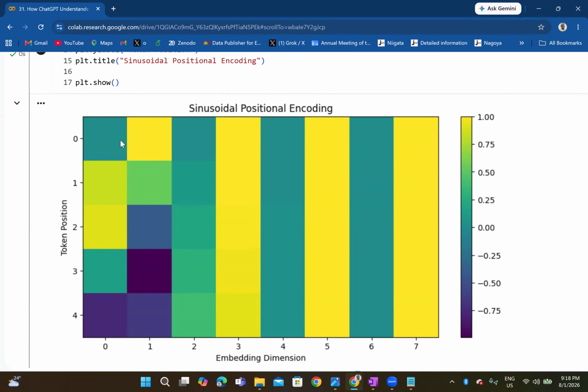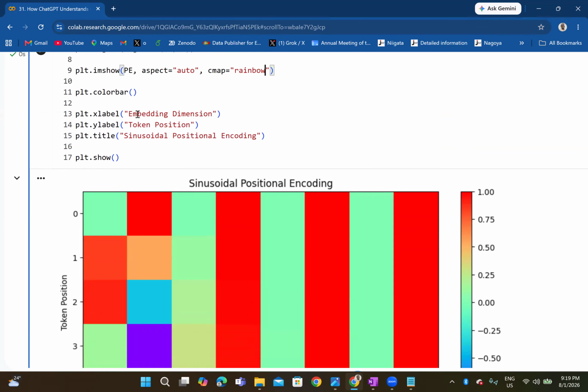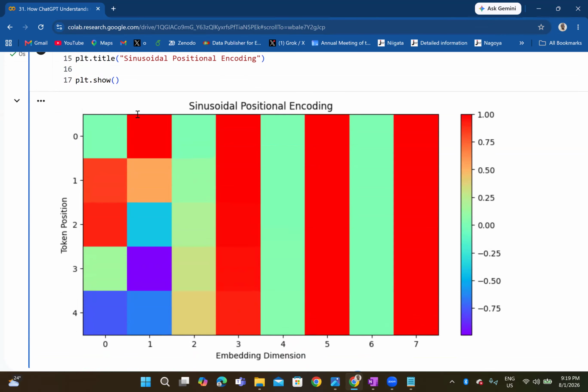You can see here things are a bit nuanced, but here it's just vertical lines all the way. Of course, just like I said, we can change viridis to, say, rainbow. So we have this, and you have the colors changing. You can just play with that. So here you have sinusoidal positional encoding.